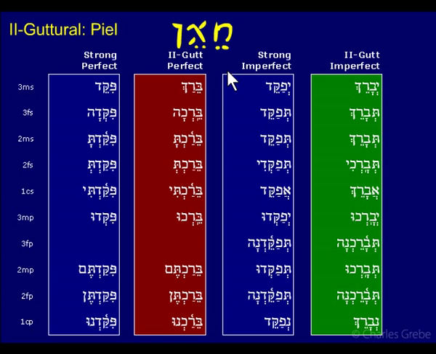So what do you need to know about second gutturals in the piel? You can't double the middle radical, and so you either have compensatory lengthening or you have implied doubling, meaning you don't put the dagesh in the second radical, but you just don't do anything else.